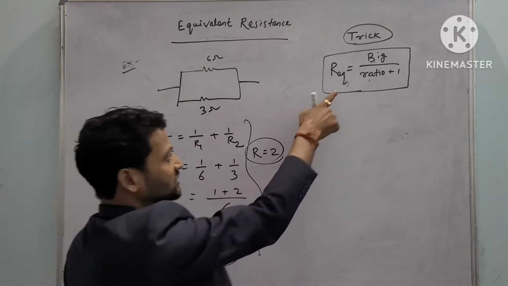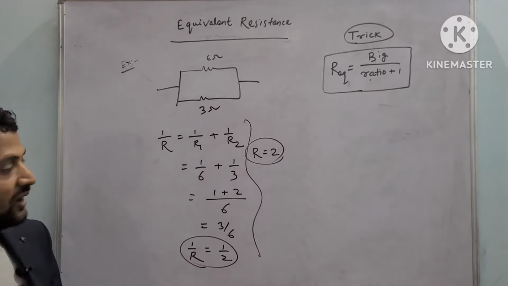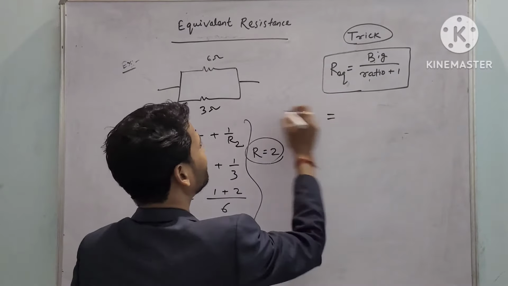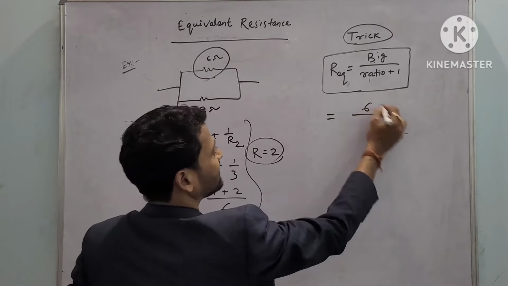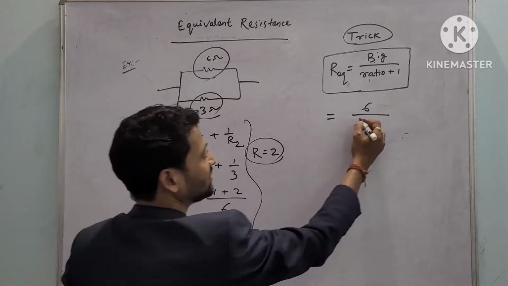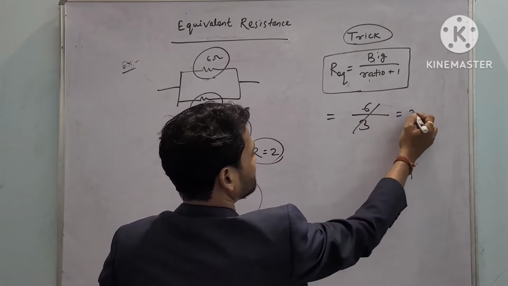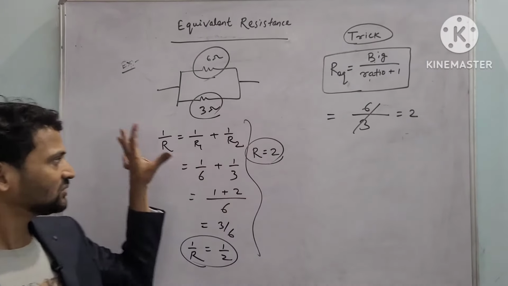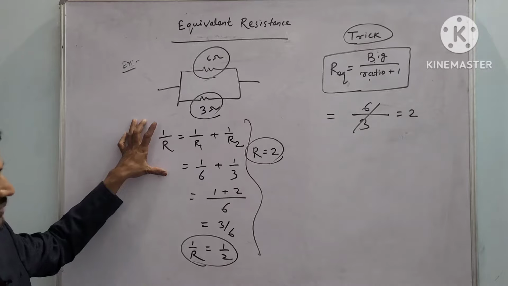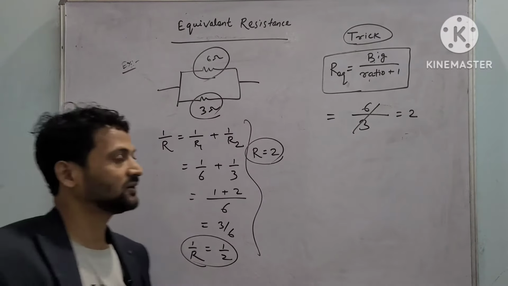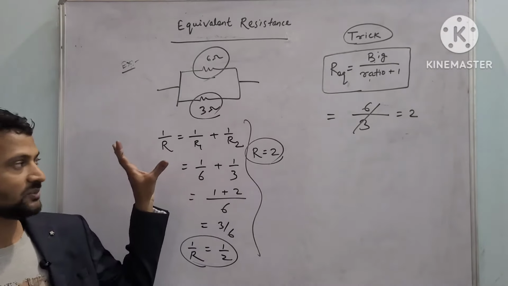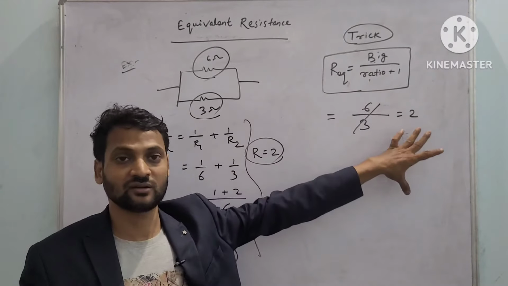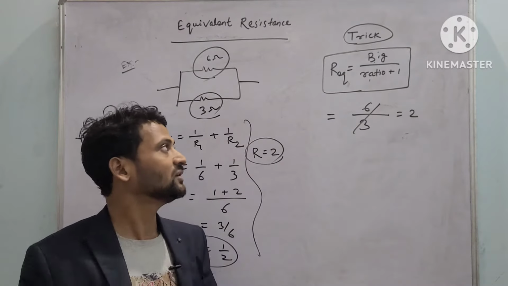See the shortcut: using it you can get the answer within 3 seconds. What is the big one here? The big one is 6. What is the ratio? 6 upon 3 is 2. 2 plus 1 is 3. So the answer is 6 upon 3, which is 2. Here also we got the answer 2. No doubt the formula is universally accepted and true, but in some cases it unnecessarily wastes your time. So instead, better you go for this shortcut, especially in engineering solutions.